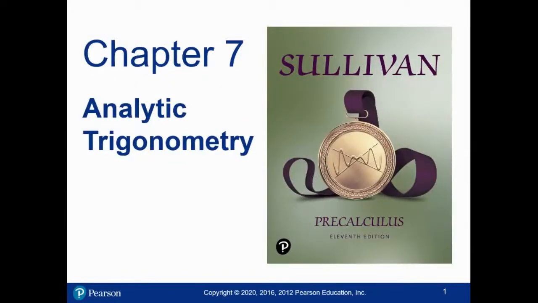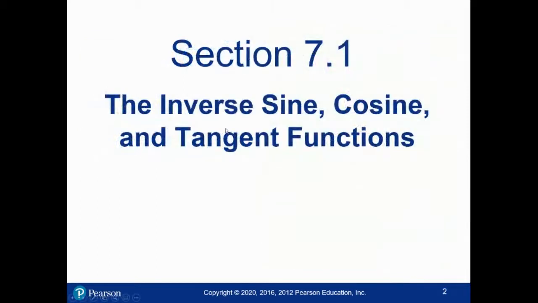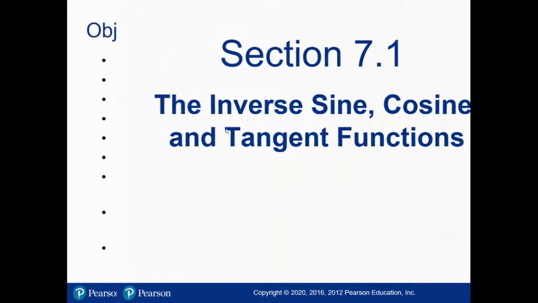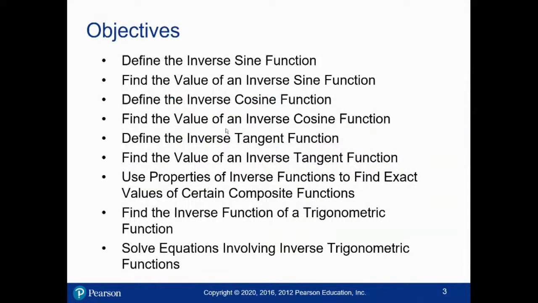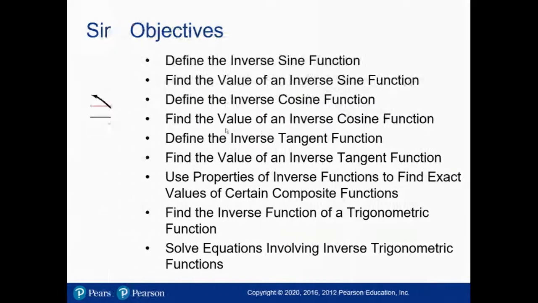Cool, we're back. It's chapter 7, which continues our study of trigonometry. Section 7.1, we're going to learn about inverse sine, cosine, and tangent functions. The goal is to define and be able to find values of the inverse sine, inverse cosine, and inverse tangent functions, and then we're going to use properties of these functions to solve various equations.